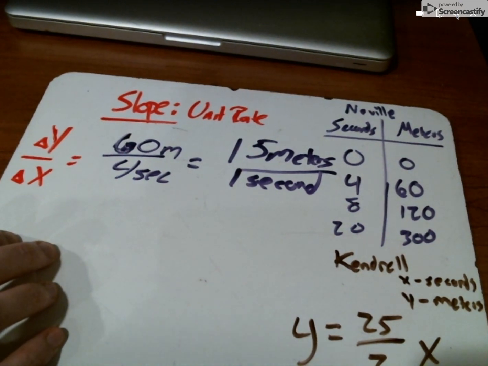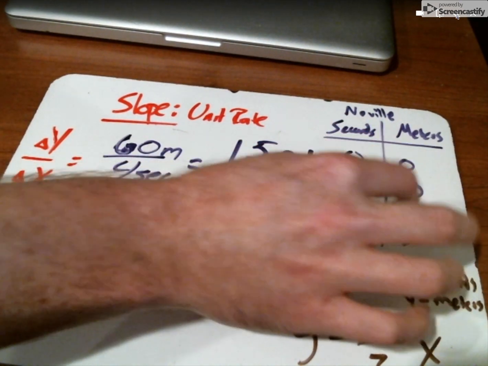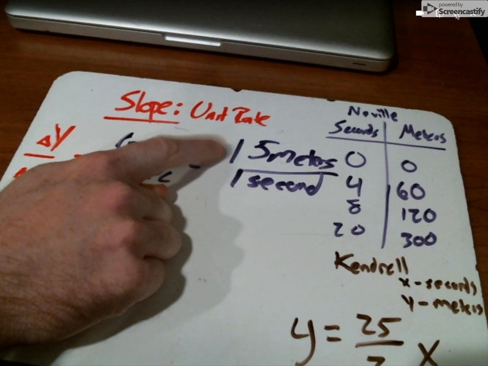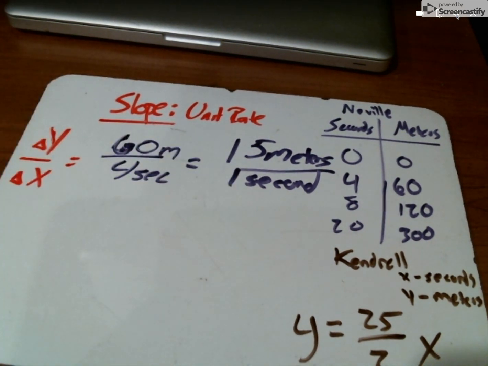And if we can prove this table is proportional again, we just see it doubles. 4 goes up to 8, 60 goes up to 120. So if we had done 120 divided by 8, we would have got the same constant speed of 15 meters every 1 second. So that's the slope for Miss Neville.